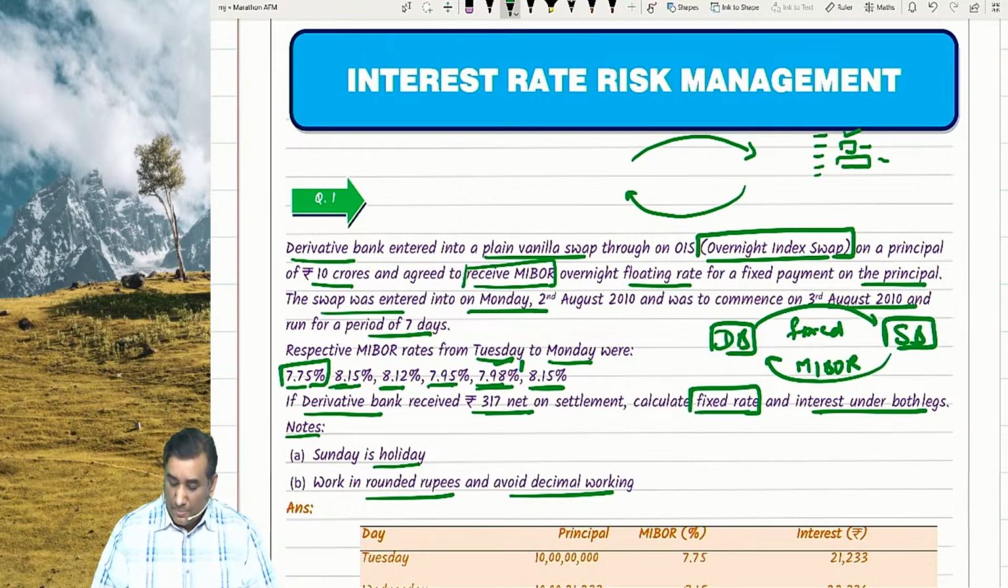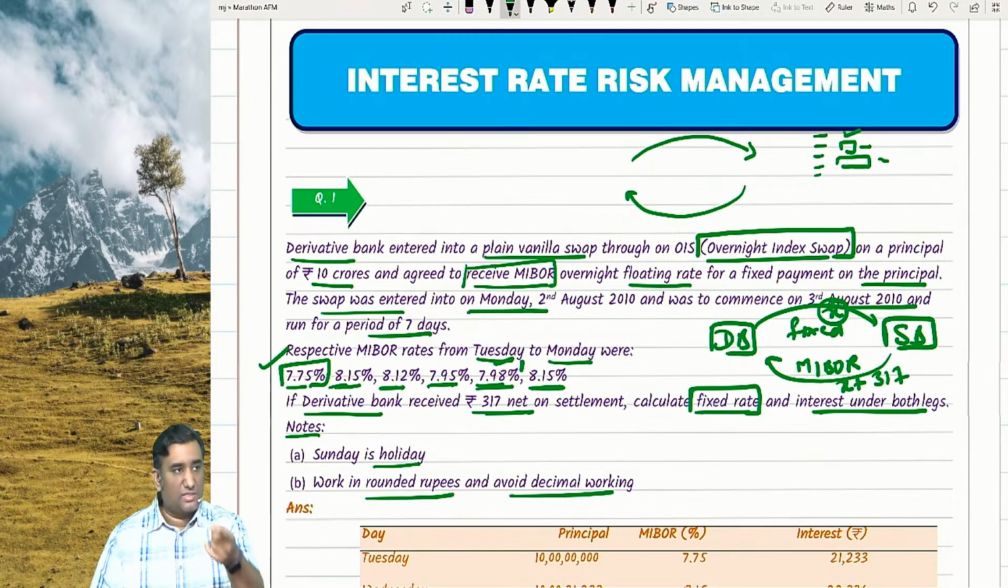Now what is given is that the derivative bank will pay the swap bank fixed, and the other bank will pay MIBOR. MIBOR we know will be compounded daily, and we know the rates. We do not know the interest under both the legs, but we know that when the settlement happened, the derivative bank received 317 more. That means if this was X amount, this will be X plus 317. If I paid X as the derivative bank and received 317 more, I would have received X plus 317. So that's the receipt.